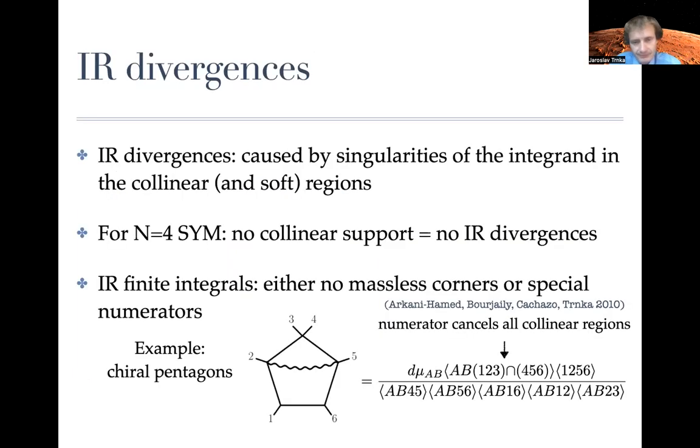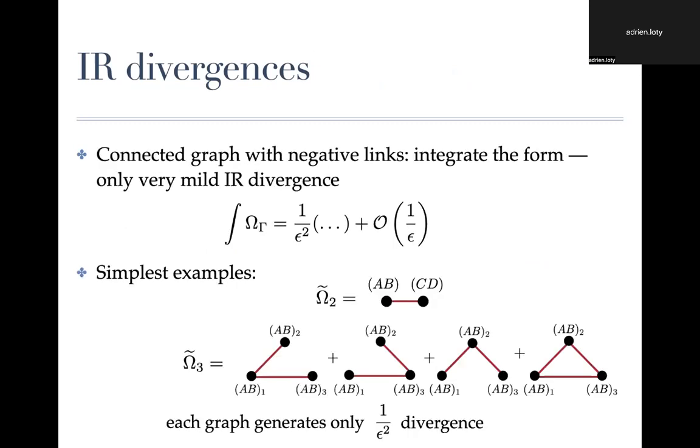So knowing that, we can actually define an IR-finite object. The way to do it is here. The object after integration has a 1 over epsilon squared divergence, but in order to generate this divergence, we would have to integrate all of the loops. If we leave one of the loops unintegrated, the object is finite.